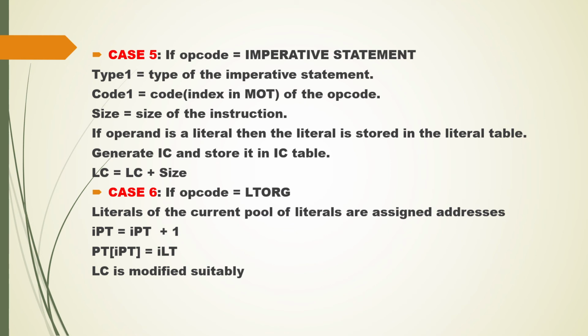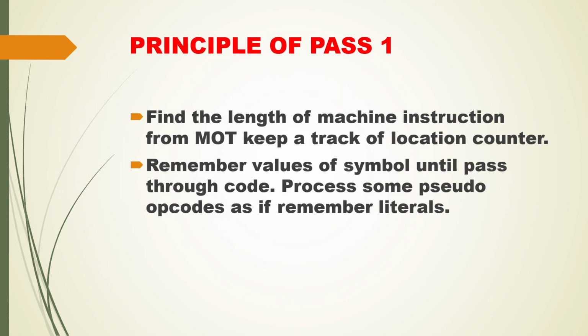Now case 6 is if the opcode is an LTORG statement, then the literals of the current pool of literals are assigned addresses. IPT, that is the index of the pool table pointer, gets incremented. Again, the pool table pointer will point to the I of LT, that is, it points to the literal table. LC, that is the location counter, is modified suitably. So this is all about pass 1 of the assembler.